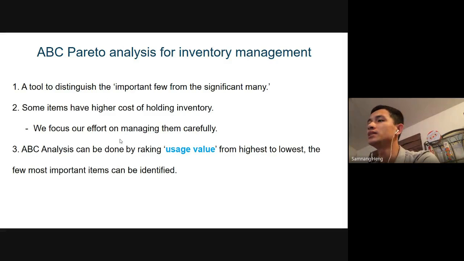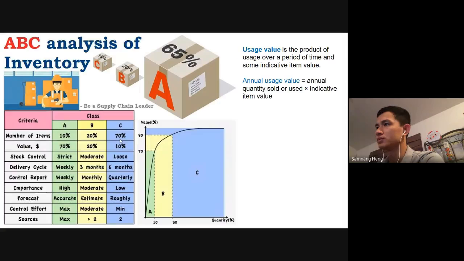So the analysis can be done by ranking what we call usage value, from highest to lowest value, and I think the few most important items can be identified. In the next slide, I'll show you how to calculate usage value. Okay, give me a minute, right?